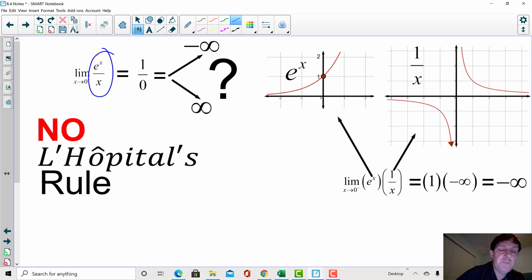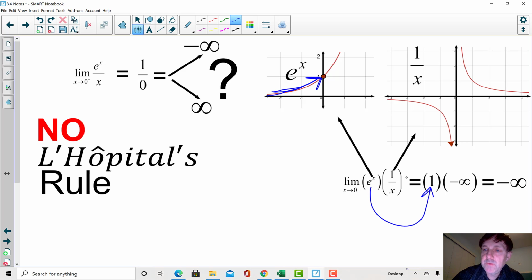You can break this up into two separate functions, e to the x, and then 1 over x. Now we already talked about how the limit as x goes to 0 from the left for e to the x is just going to equal 1, because it's approaching a height of 1 from the left. So when we do the limit of that part, we just get 1. And then times the limit as x goes to 0 from the left of 1 over x.